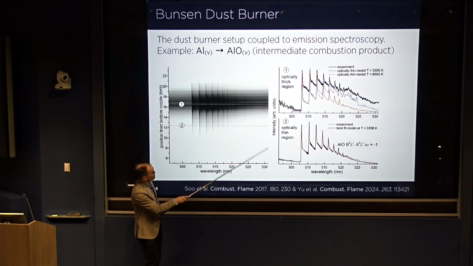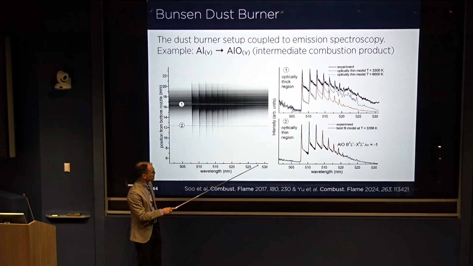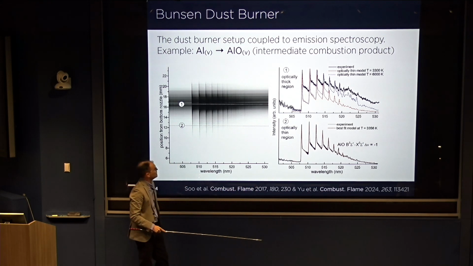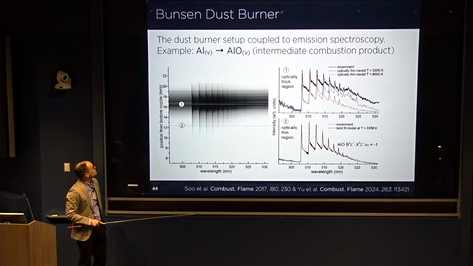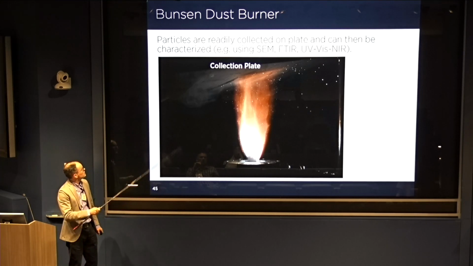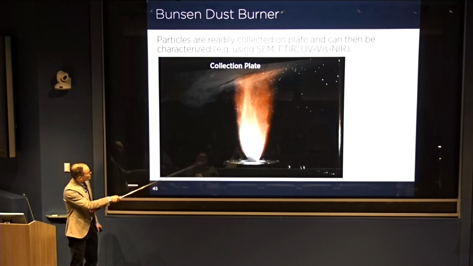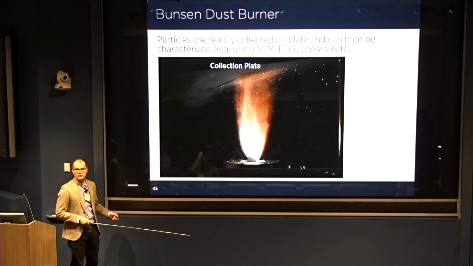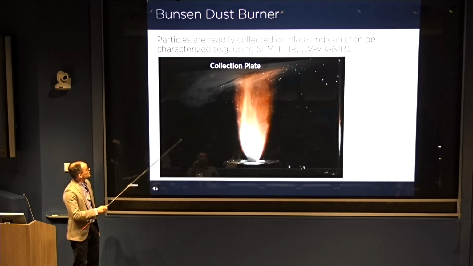So we can see that we no longer have atomic emission. We now have a molecular emission spectrum, because we have the vibrational and then the rotational bands on top of this, in this particular image. And so what we've been doing with Jeff is they can take their flame and put a collection plate right above it, and then collect a bunch of this sample. And then we can characterize it.